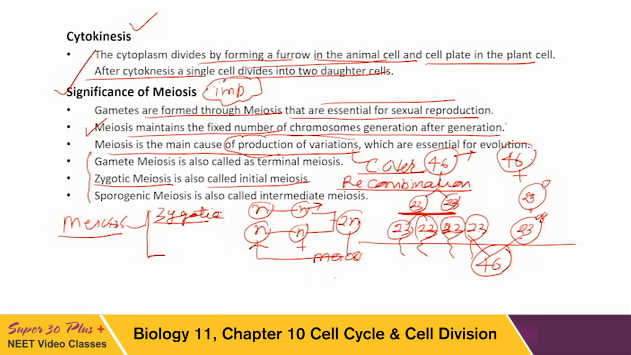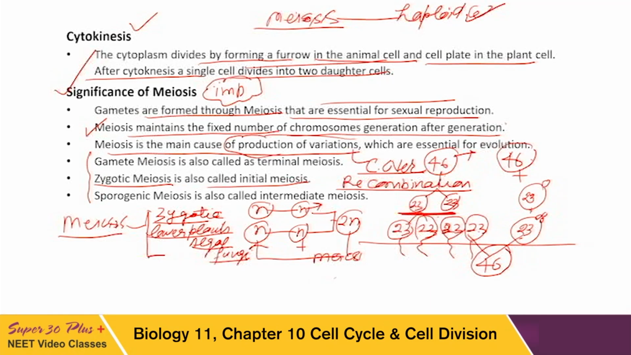So this zygotic meiosis is found in lower plants, like algae and fungi. Can you answer one very important question? Meiosis always results in haploid cells. Is this right or wrong? Yes, this is right. Haploid cells are produced by meiosis. The second: meiosis will always occur in cells with a diploid number of chromosomes, that is, in a diploid cell.